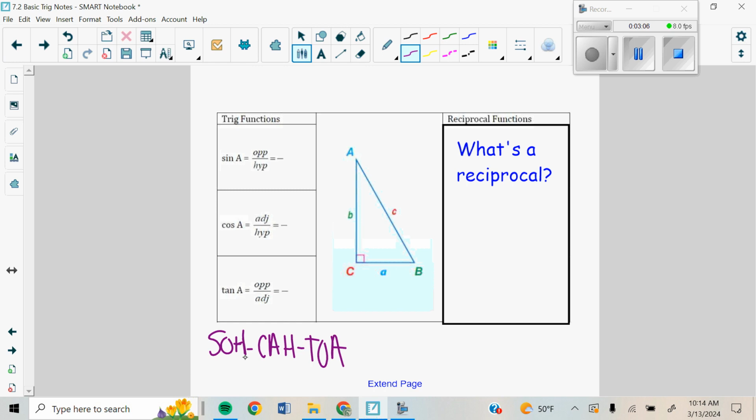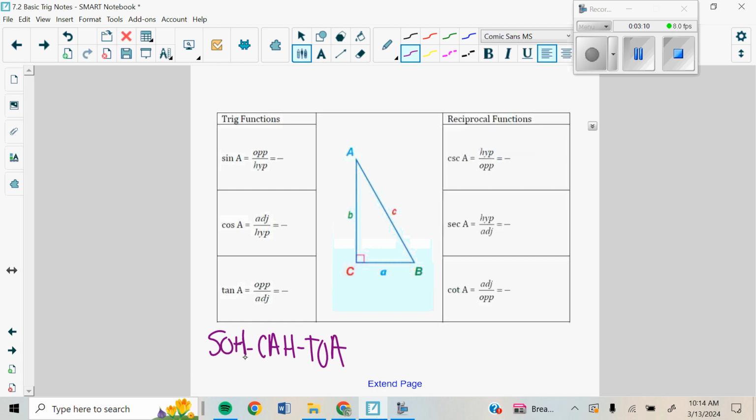So then what's the reciprocal? We're going to do a little work with these today. We have cosecant, CSC, cosecant. That's just the inverse of sine, the hypotenuse over the opposite. Then we have secant, which is the inverse, or the reciprocal, I should say, of cosine. So hypotenuse over adjacent, and then we have cotangent, so adjacent over opposite.